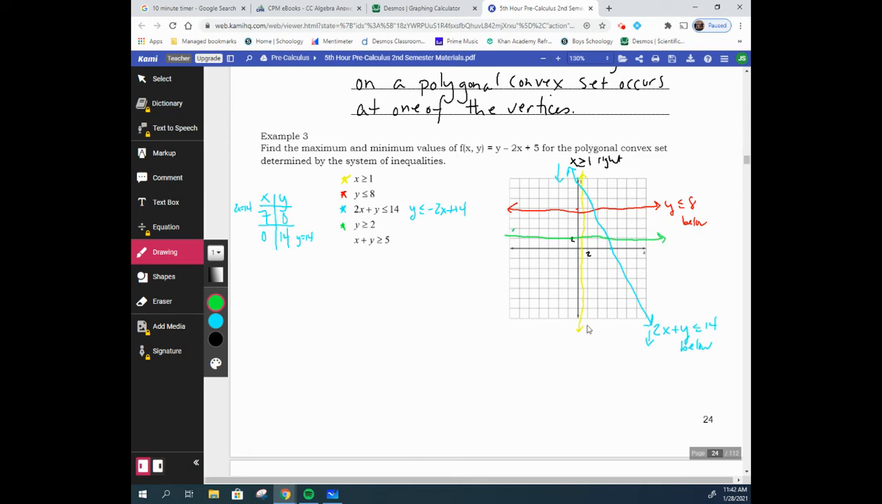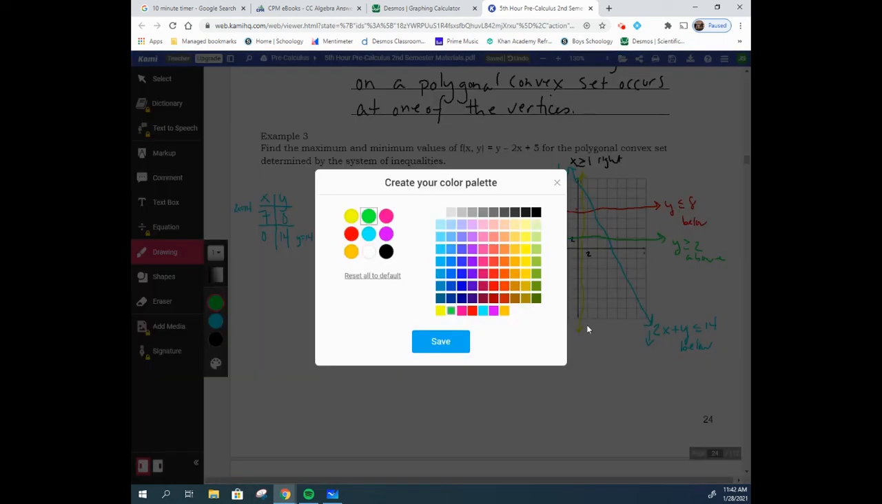And it's greater than or equal to. And so then it's everything above. So then it's kind of like this trapezoid right here. And then my last line, I need another color. More colors, more colors. Oh, how about this one?